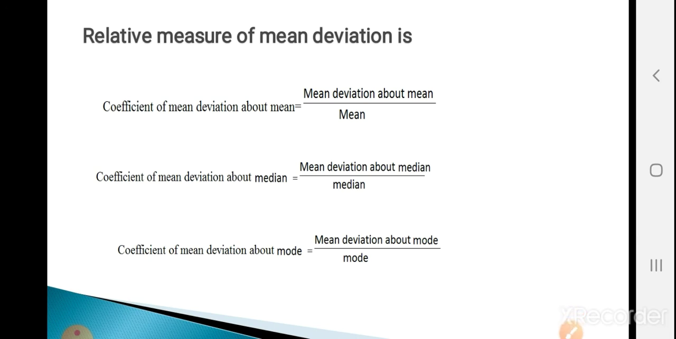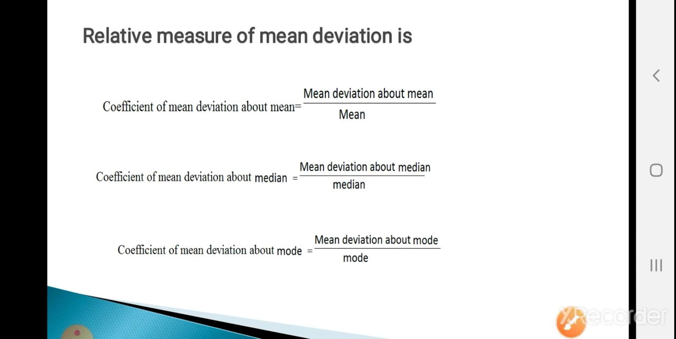and the relative measures are coefficient of mean deviation about mean, formula is mean deviation about mean divided by mean. Coefficient of mean deviation about median, formula is mean deviation about median divided by median, and the last, coefficient of mean deviation about mode is equal to mean deviation about mode divided by mode.